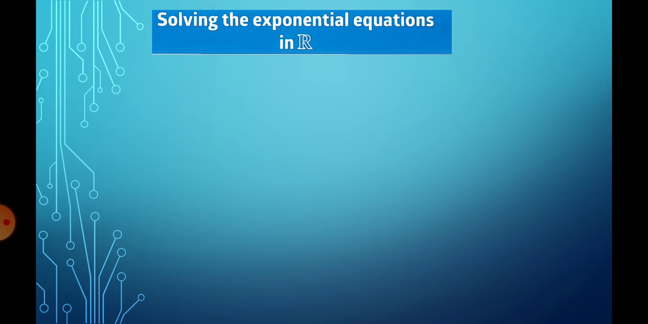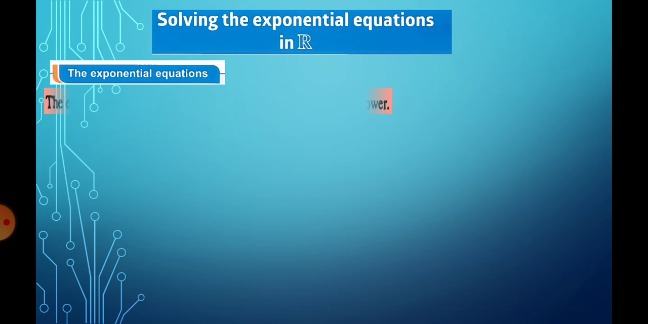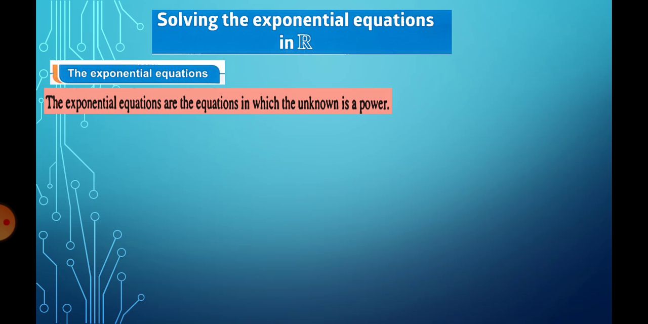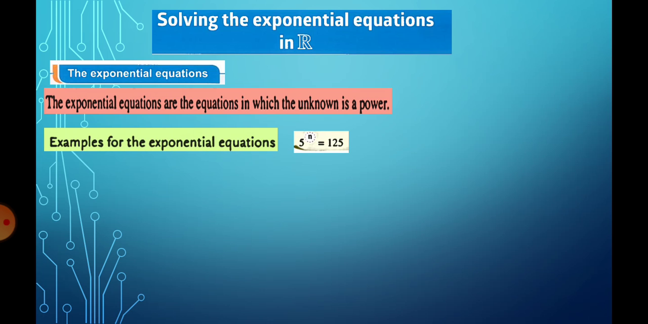Today we are talking about solving exponential equations. It means the variable is in the power, like 2 to the power x equals 4. This equation is called an exponential equation. Like 5 to the power n equals 125, or 3 to the power x plus 4 equals 27. It means find the value of the power.